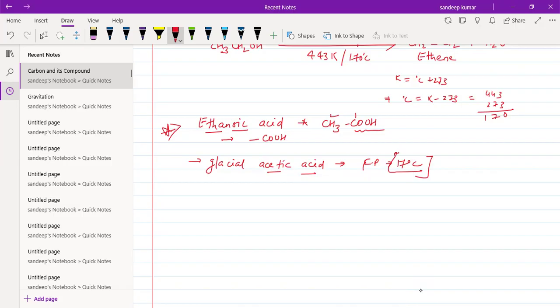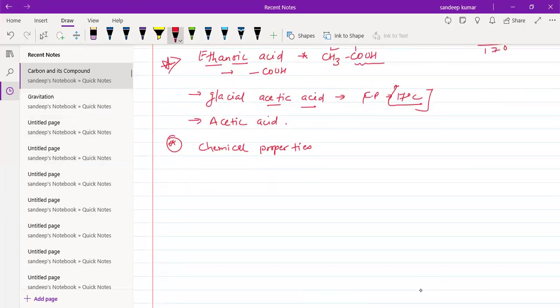The common name of ethanoic acid is what? Acetic acid. Acetic acid is obtained from vinegar. Yes or no? Now we will focus on the chemical properties of ethanoic acid. As it is an acid, children, it will undergo all the reactions of an acid, like reaction with a metal, reaction with a base, and reaction with metal carbonates. Is it clear? We are going to discuss one by one.